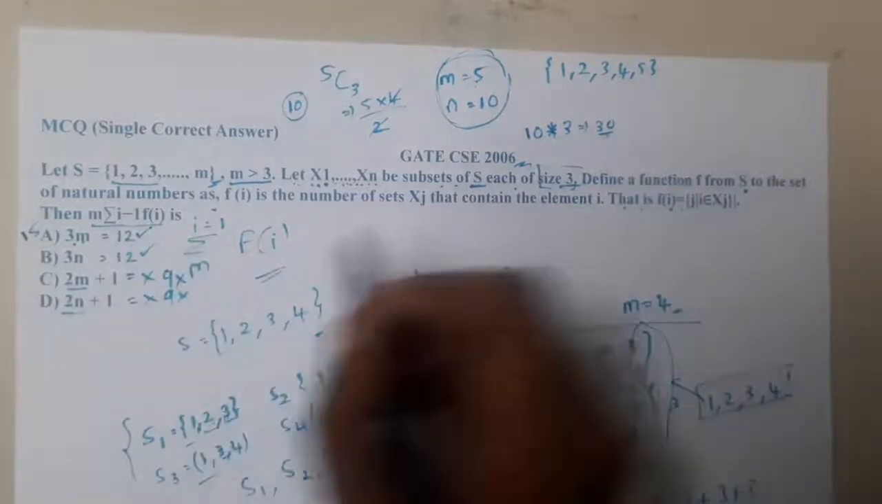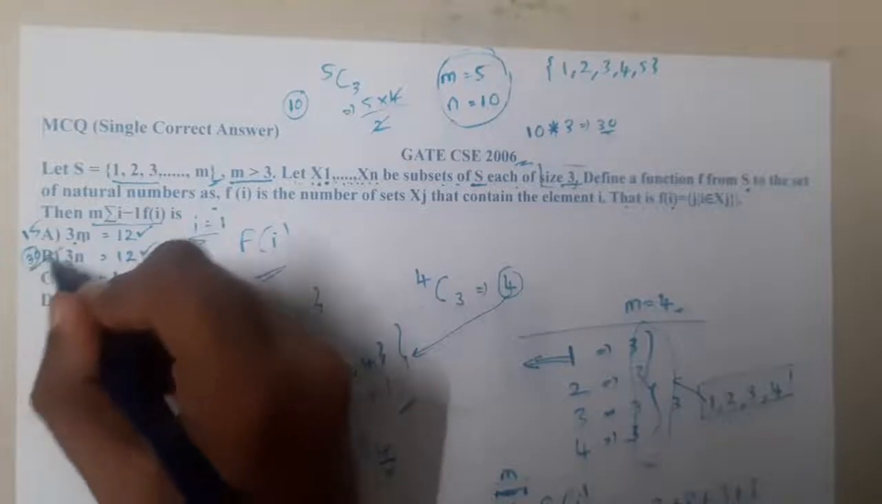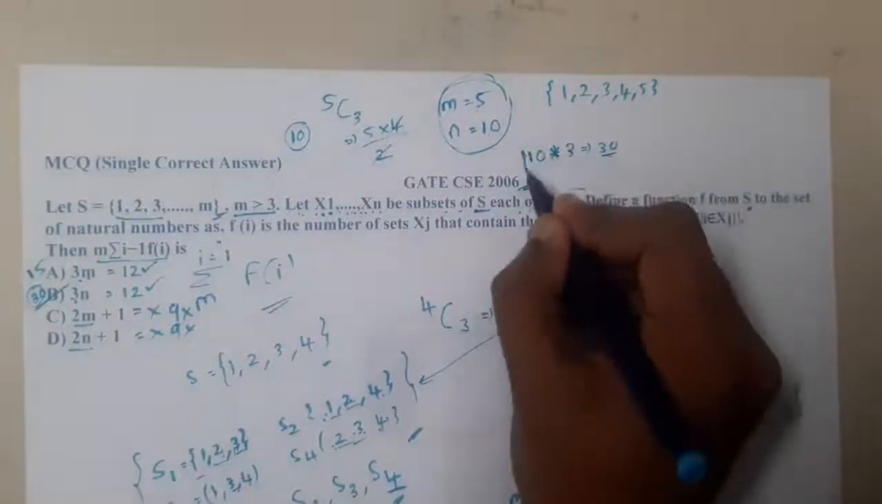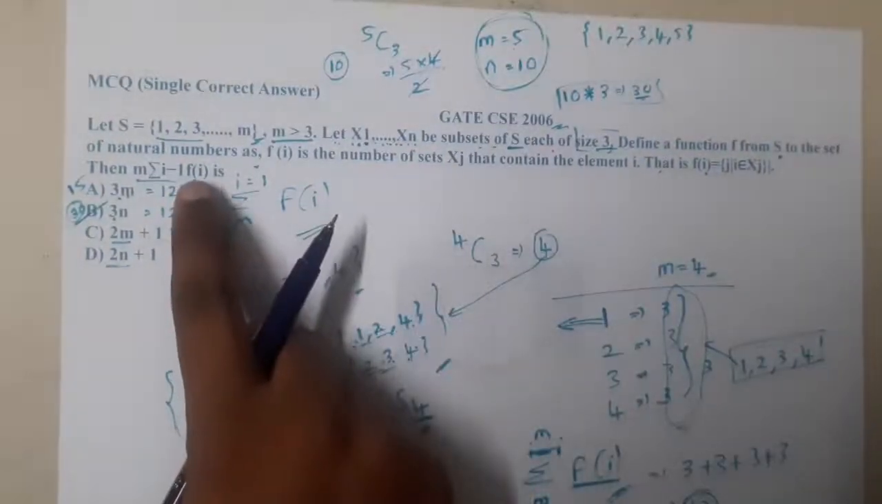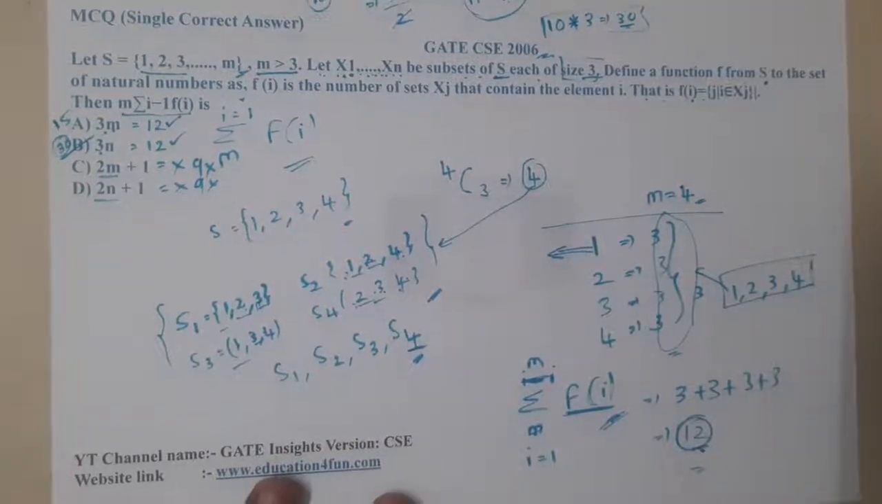But our answer is 30. So 3 into 10, here we are going to get 30. So B is the correct answer. Got it? It's a quite interesting question. And this logic of 30 I have understood from here, guys. What we are exactly doing with this function f of i is counting the number of elements. That's it. So now you are getting the idea, right?